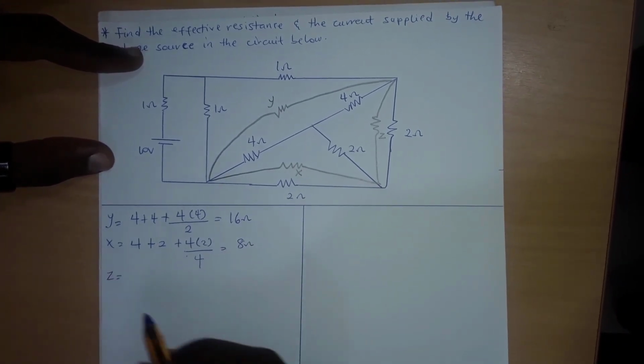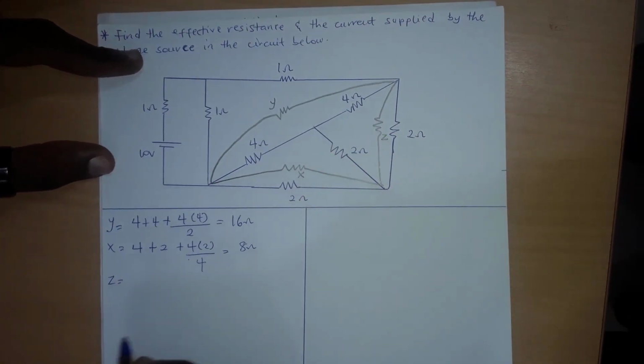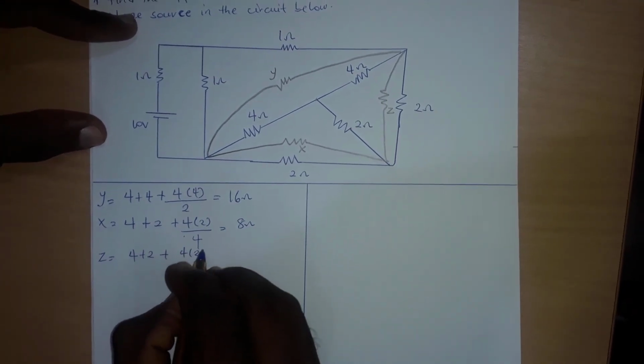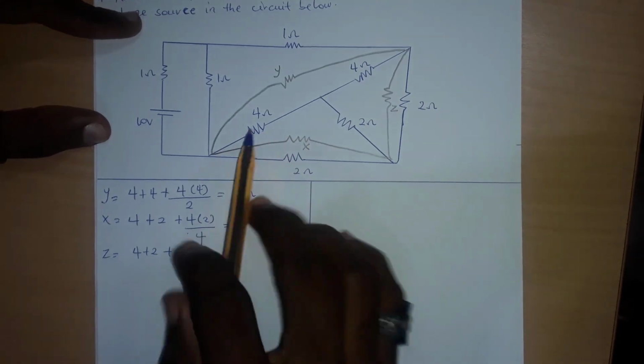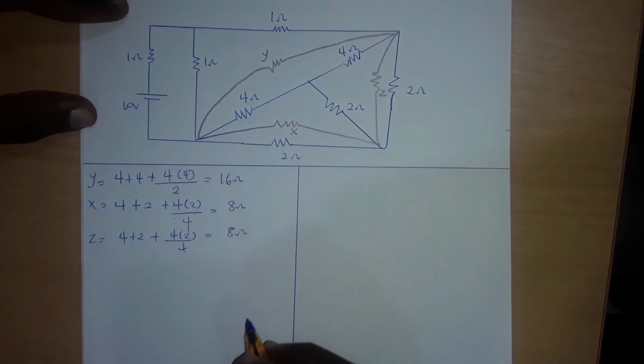For Z, the same thing. Z is facing 2 and 4 ohm. So we will add them, 4 plus 2 plus 4. Then we'll multiply them here and we'll divide by the resistor we did not use, in this case this 4. So we should get 8 also for Z.